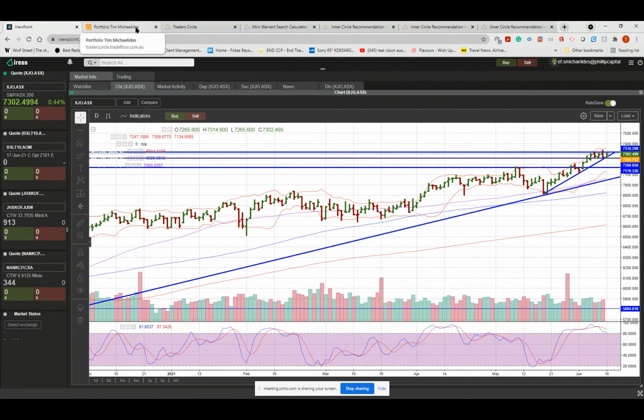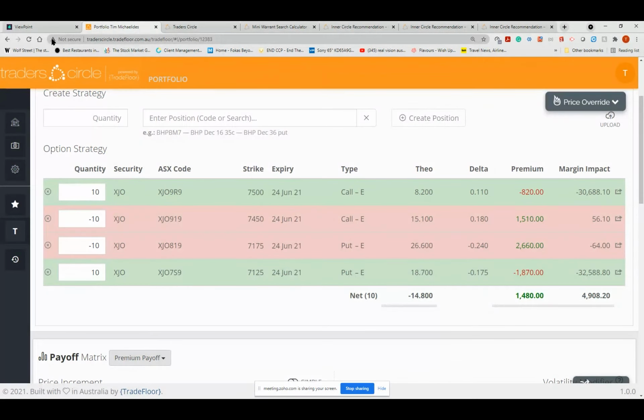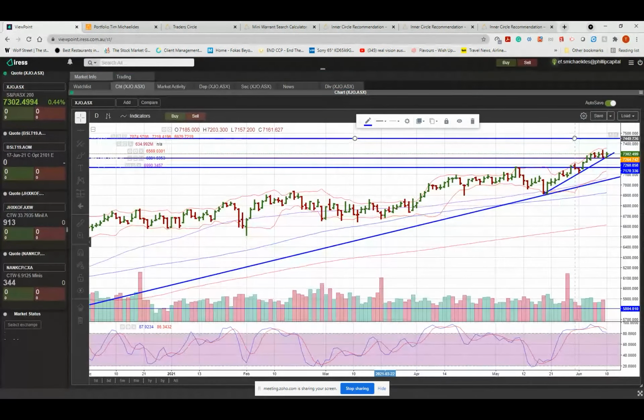I'll just quickly show you what the strategy is though. So 74.50. I want to keep it below 74.50.